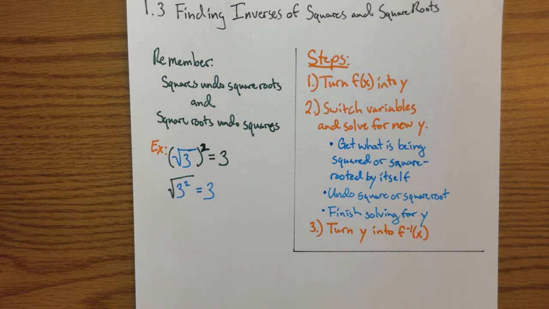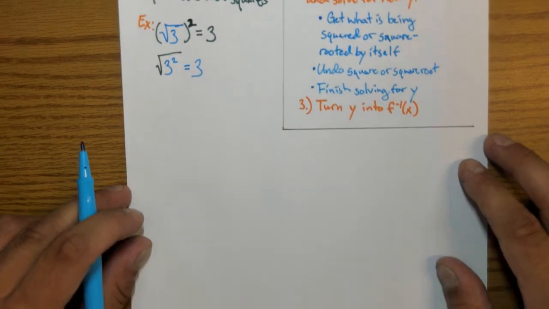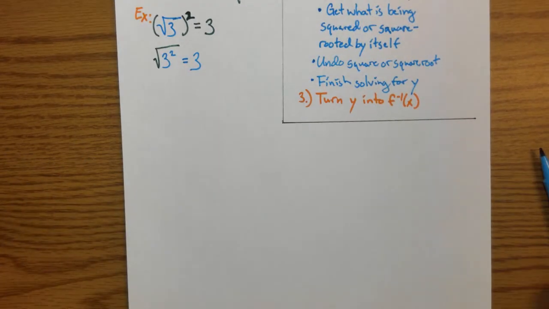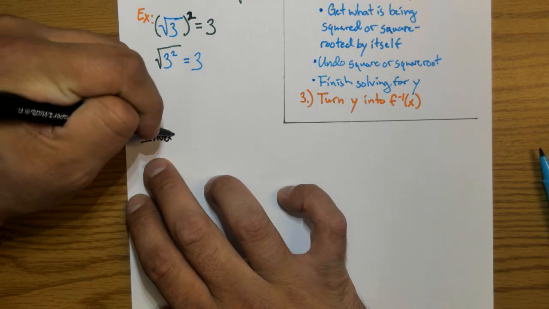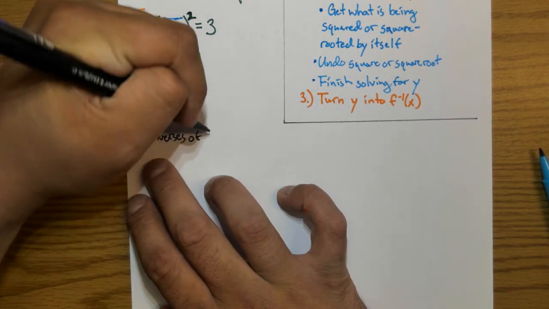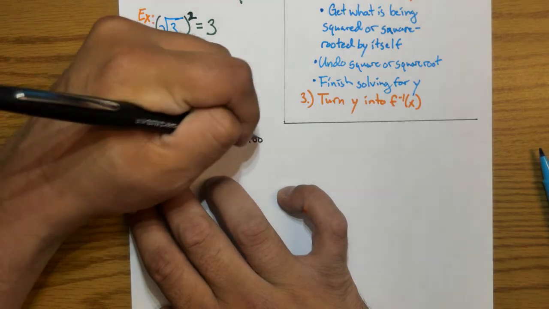So let's first talk about the inverses of functions with square roots in them, because depending on which way we go, whether we're squaring or taking the square root, it's going to look a little different. So let's start off with inverses of square roots.